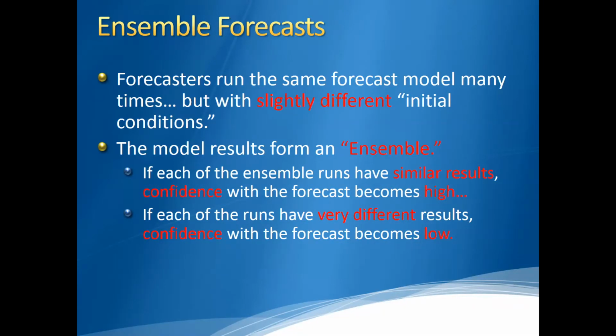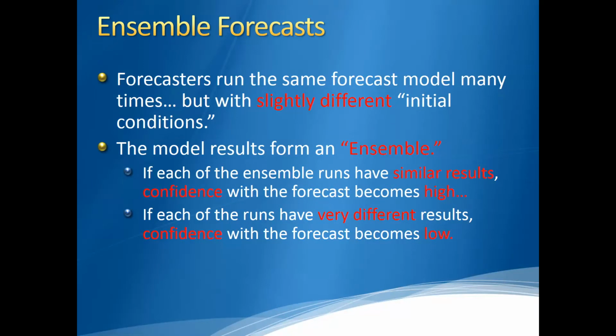Now, on the other hand, let's say you came to me and I gave you one answer. You went to your English teacher and they gave you a different answer, and you went to your history teacher and they gave you a different answer. Well, in that case, we each gave you very different results. In that case, the answer is low confidence. Well, in the case of meteorology, when an ensemble forecast comes out with very different results, so those slight tweaks in the initial conditions result in very different results, confidence becomes very low.